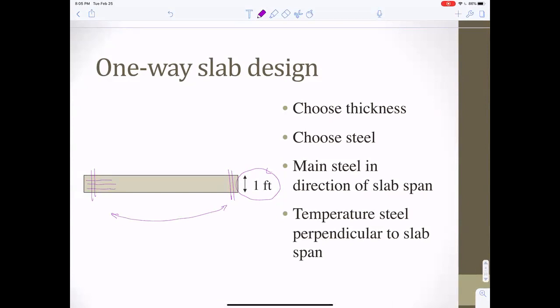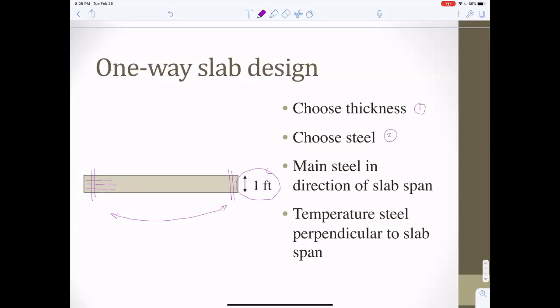What we're going to do is first choose the thickness of the slab based on rules of thumb. Once we have the thickness, we're going to design it like a rectangular beam, but with b equals 12 inches. We'll get the moment, and after we get the moment, we'll get Rn, then rho, then As, just like we've been doing. We'll choose a steel.